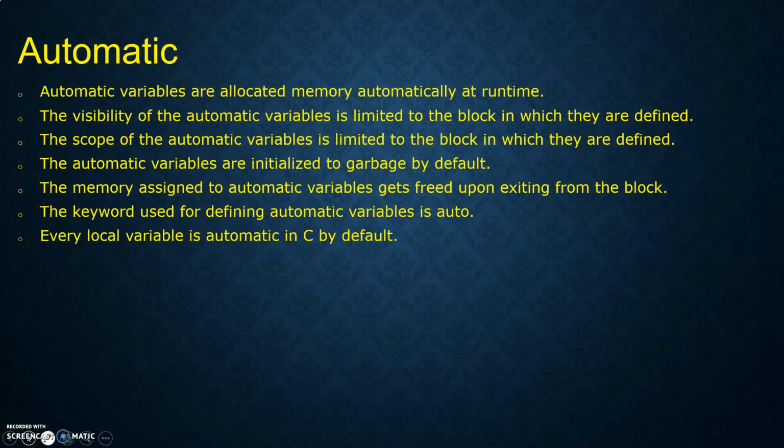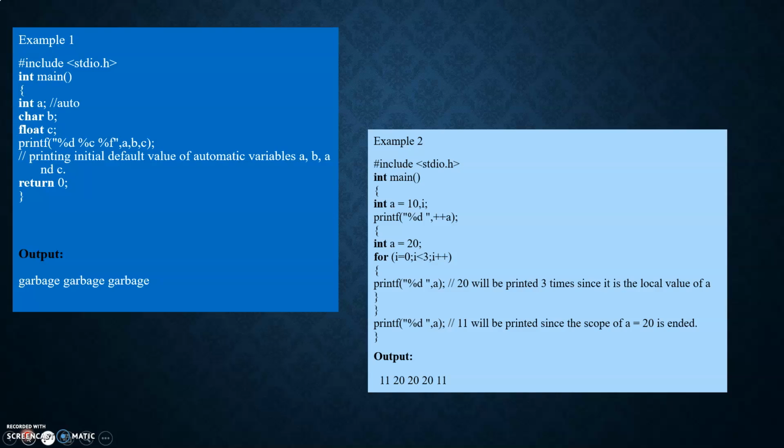Auto is a keyword. How many keywords are there in total? There are 32, and among the 32, auto is also a keyword. Now I have given 2 examples here. In example 1, I have declared an integer a. A is an automatic variable. Why? Because I am doing all the declarations inside the scope. So there is no change. By default it will take some value.